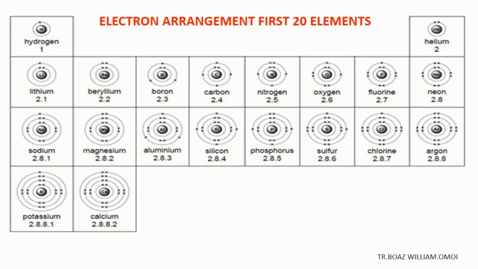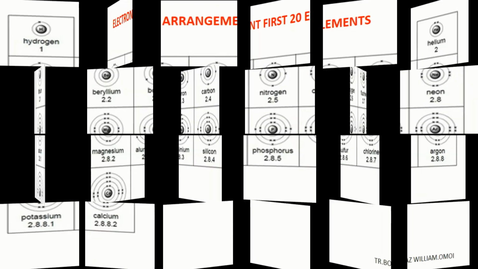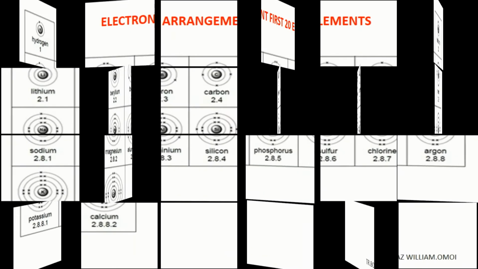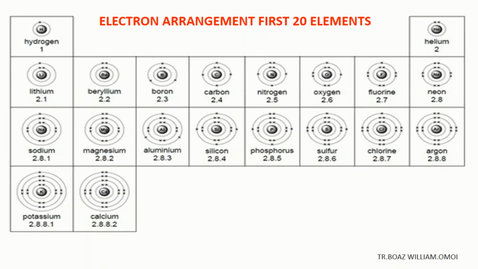Phosphorus is atomic number 15. The arrangement is 2-8-5. Very simple. Sulfur is atomic number 16. So the arrangement is 2-8-6. And chlorine is number 17. That's 2-8-7. That makes 17. Argon is atomic number 18.